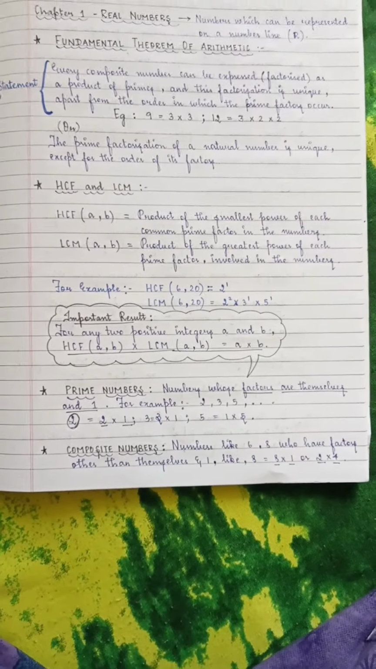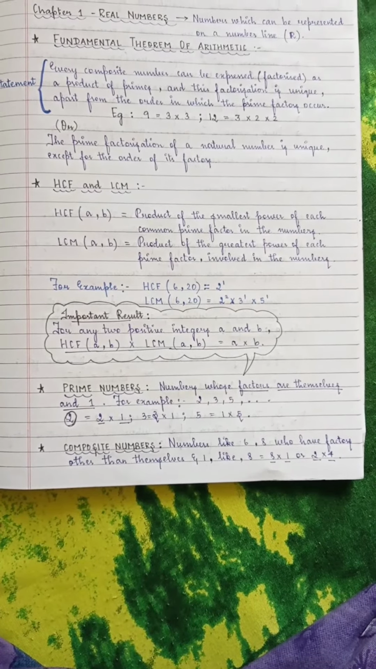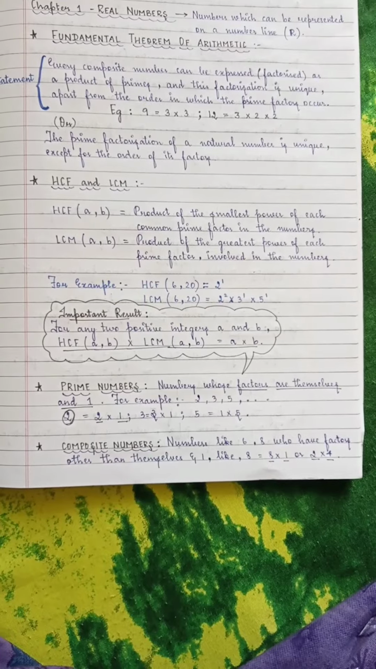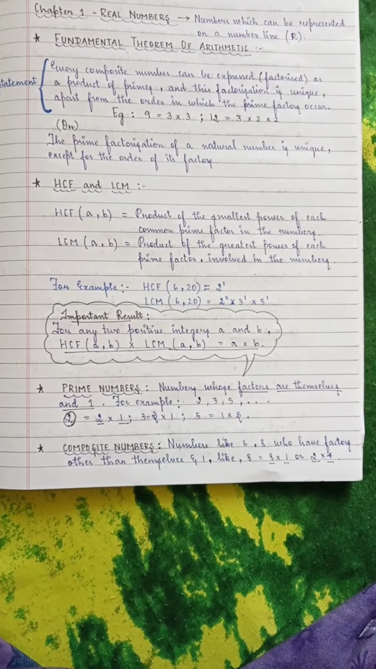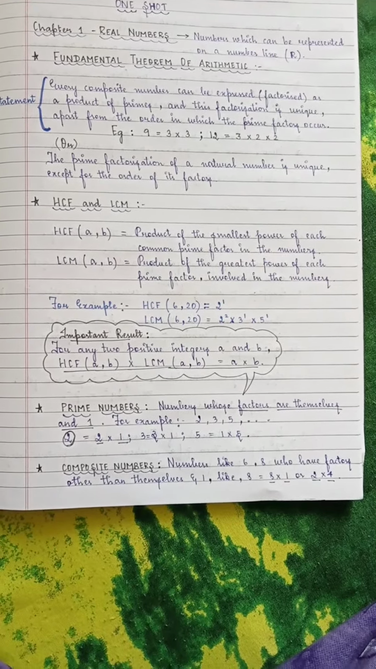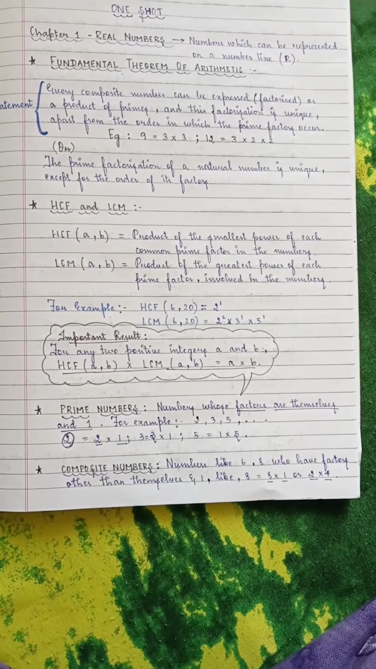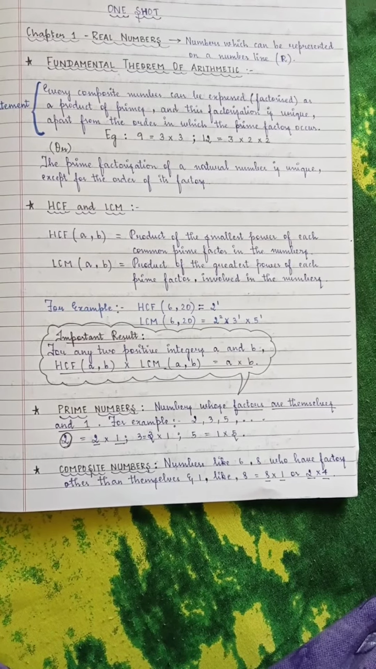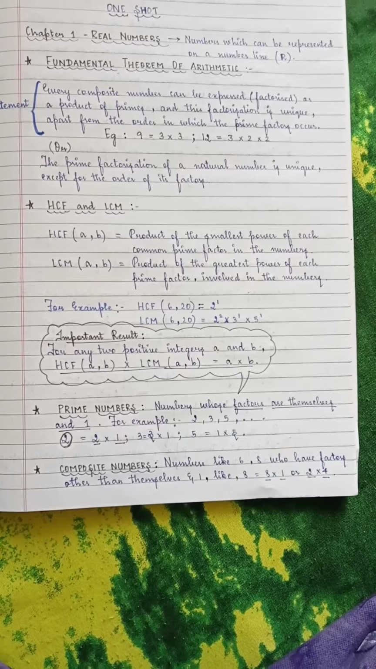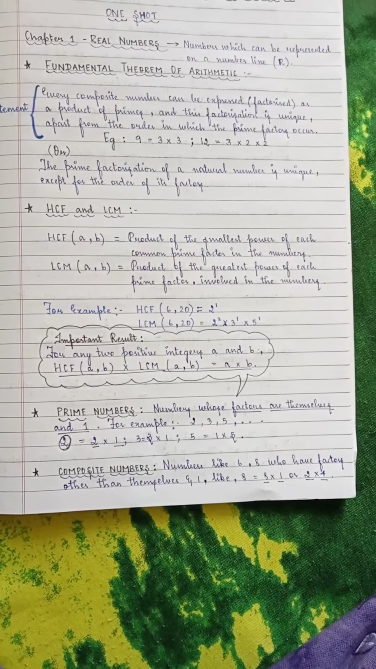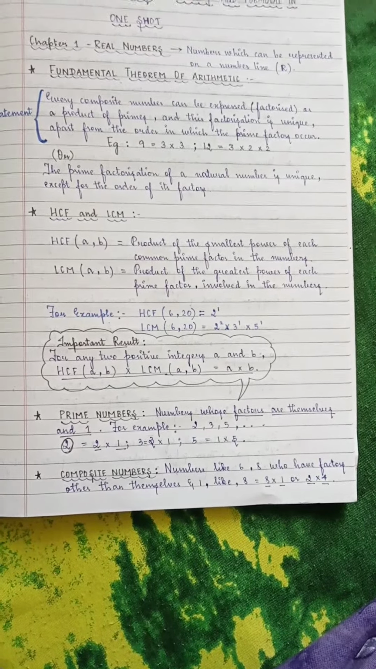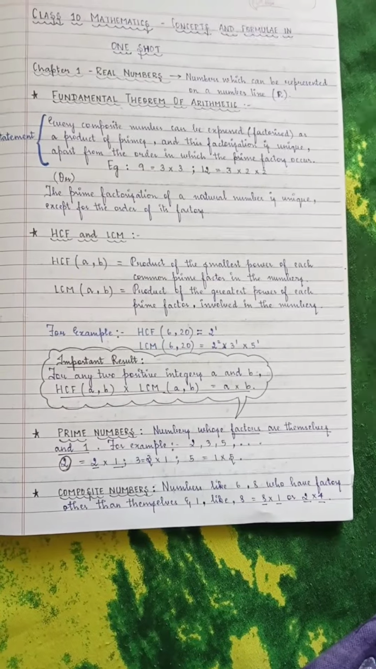The statement of the fundamental theorem of arithmetic is: every composite number can be expressed or factorized as a product of primes, and this factorization is unique apart from the order in which the prime factors occur. Let's see with an example.